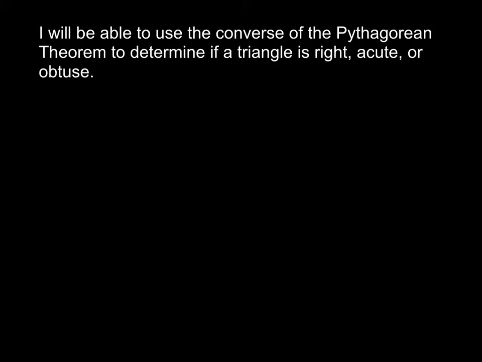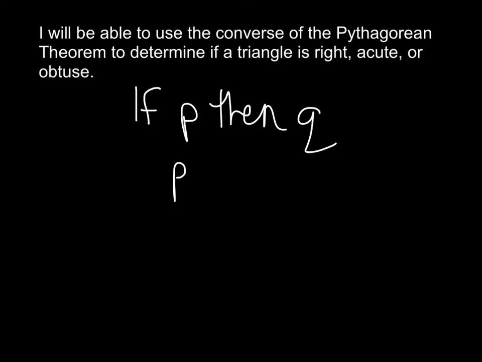So the goal is to be able to use the converse of the Pythagorean theorem to determine if a triangle is right, acute, or obtuse. And we know conditional statements can be written in the form if P, then Q, where P and Q are statements, often expressed with this little arrow here. An example of that might be if it's raining outside, then it's cloudy. And we can say conditional statements are true or false.